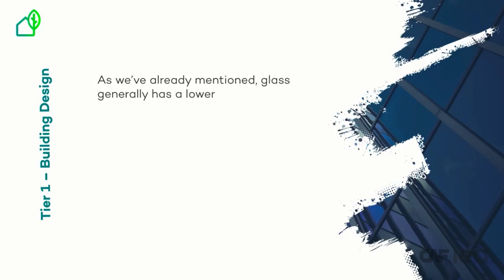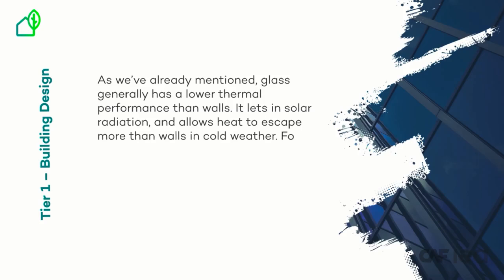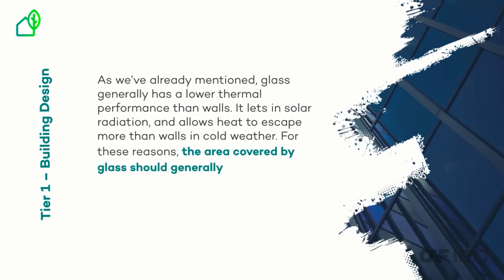As we've already mentioned, glass generally has a lower thermal performance than walls. It lets in solar radiation and allows heat to escape more than the walls do in cold weather. For these reasons, the area covered by glass should generally be limited to about 10 to 30% of the wall area, and it should be high-performing.